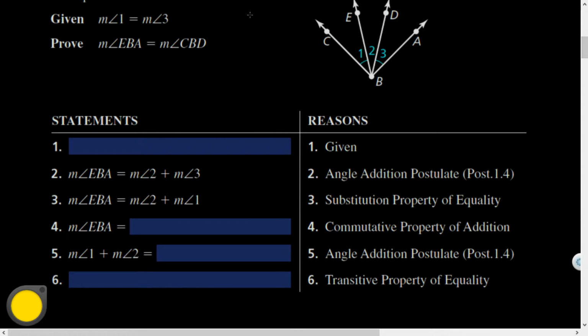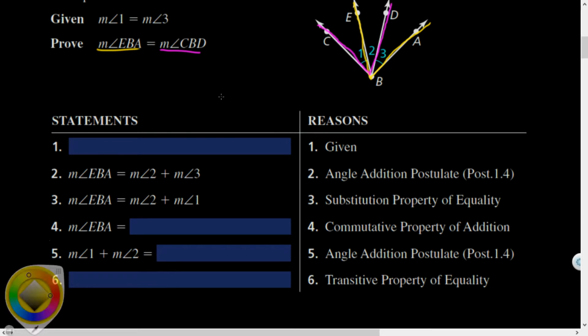So they said, given the measure of angle 1 is equal to the measure of angle 3. Oh, nice. They even labeled that for us here. They want us to prove the measure of angle EBA, like so. I'll underline that with that color. And the measure of angle is equal to the measure of angle CBD, right there. Gorgeous. So that's what I'm trying to prove. Notice those angles are kind of like macro angles. They're composed of smaller pieces.